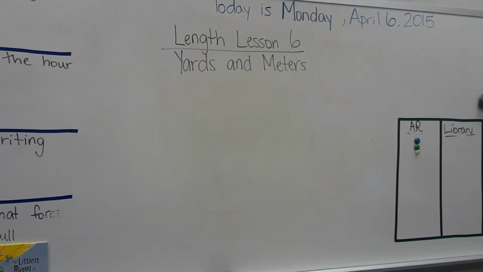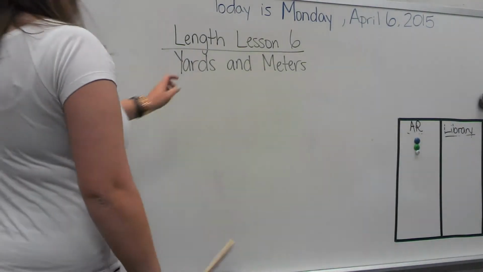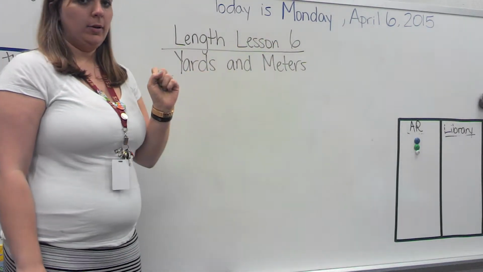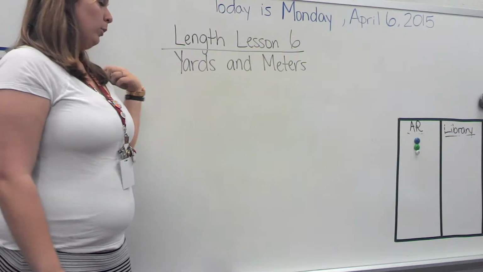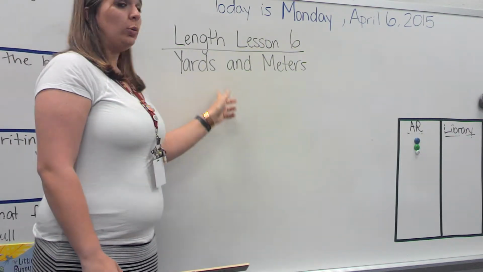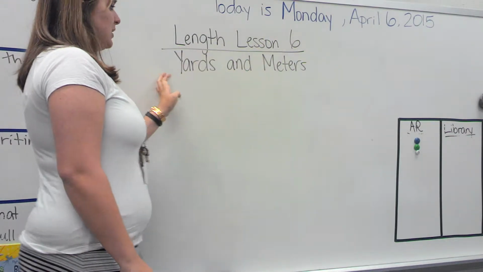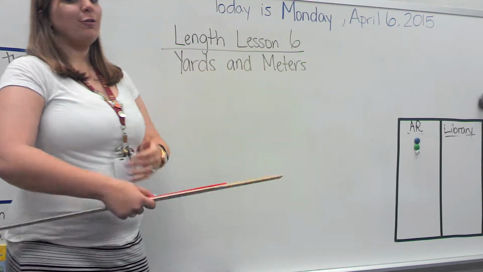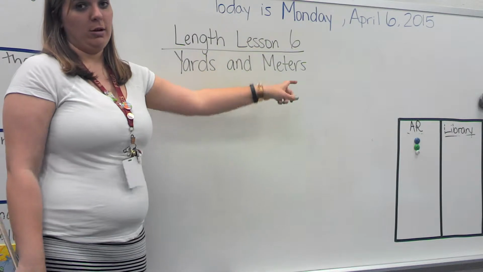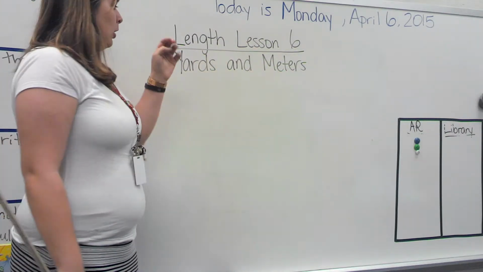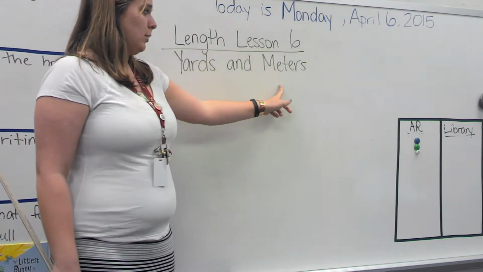All right, guys, for today's length lesson, length lesson 6, we're going to backtrack a little bit. We've been talking about perimeter and area. We're going to go back to talking about some units of measurement. The reason I skipped over these before was that these are for measuring bigger things, and a lot of you don't have the yardstick or the meter stick to measure with. So we're going to talk about yards and meters.